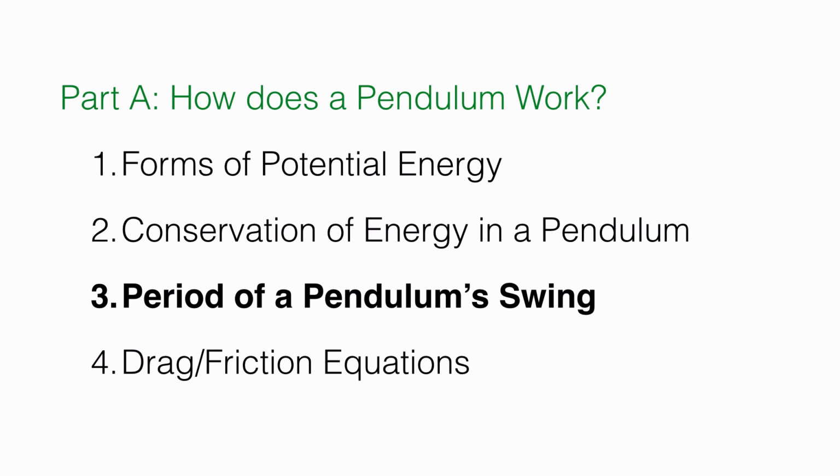Next, we're going to talk about the period of a pendulum swing. Now, this is going to be distinct from the period of a Foucault pendulum. So the period of a pendulum swing is just the out and back. You pull a pendulum back, you let it go, and it swings out and back. That's the period that it takes for one complete swing, out and back.